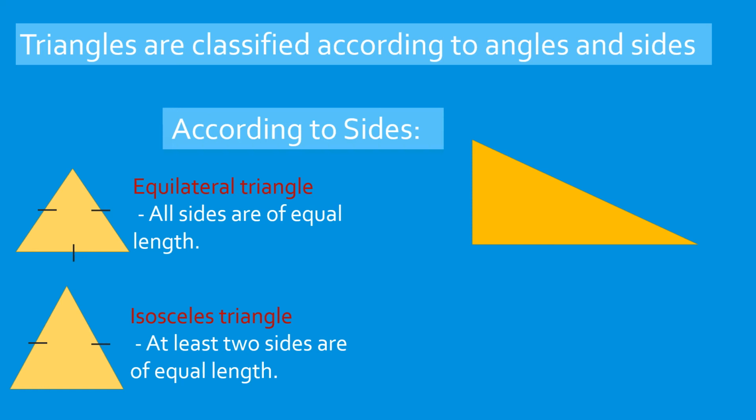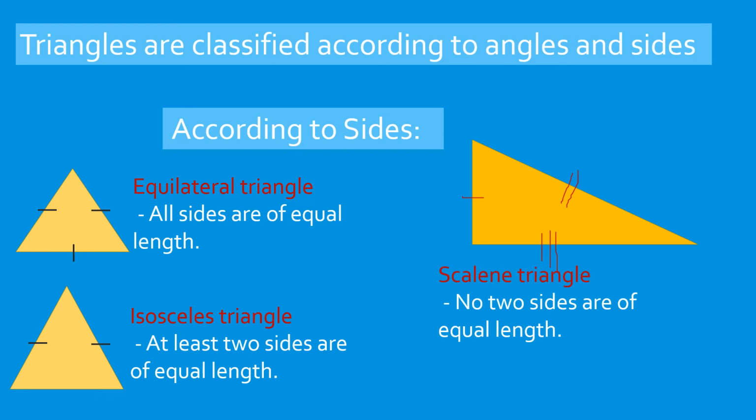Here, observe the length of the sides. No sides here are congruent. This one is not equal to this. So they have different markings. That kind of triangle wherein no sides are congruent is what we call a scalene triangle. No two sides are of equal length.